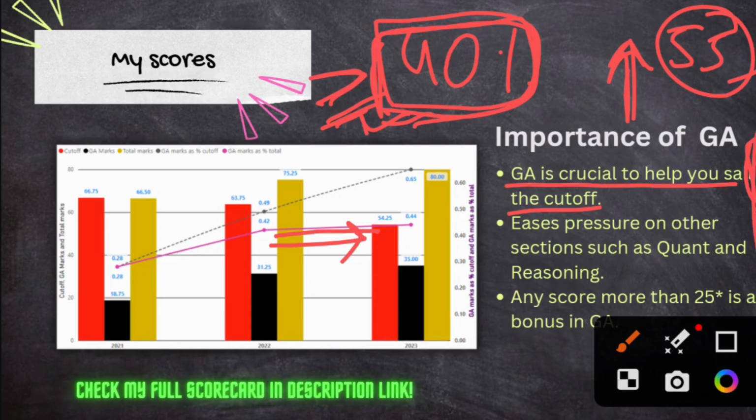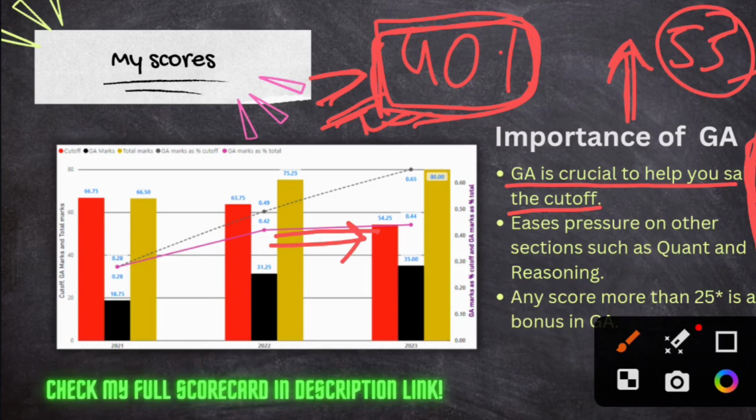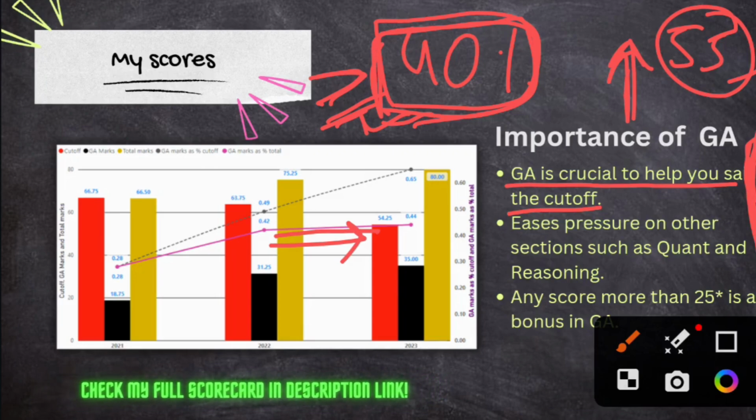Now again, if the paper is pretty easy, which I don't think it will be as per the trend, you have to gauge that in real time in the examination hall. But if you are not able to do that, this is something you should keep in mind, and maybe it will help you.